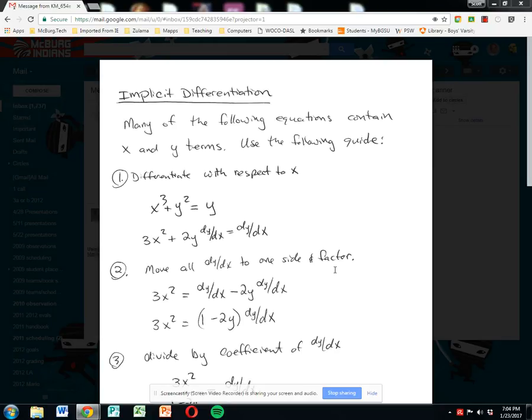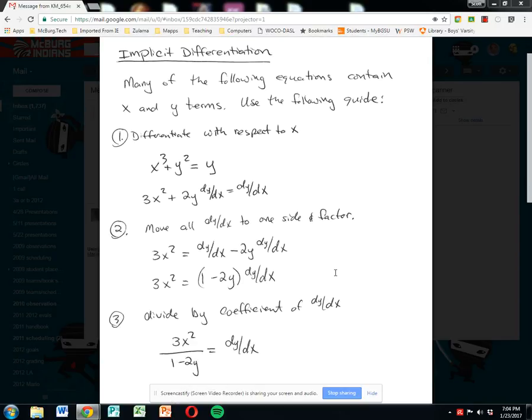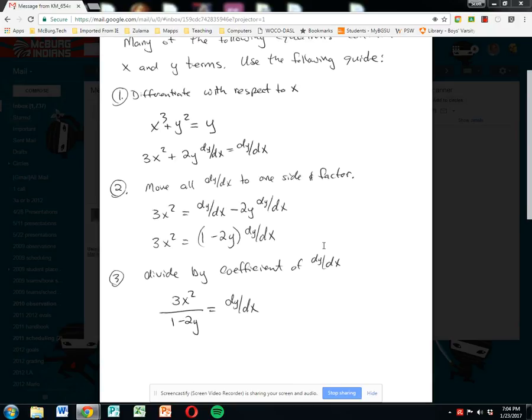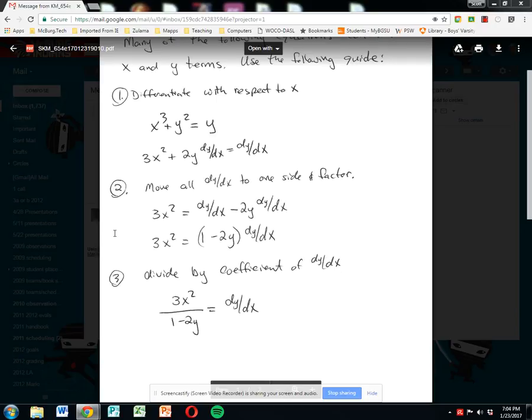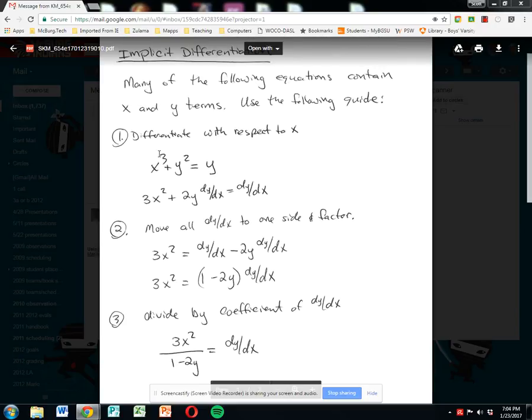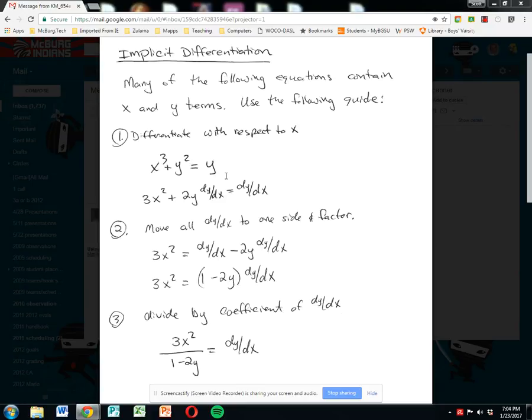something other than a simple y equals. In the case of the first one, x cubed plus y squared equals y, literally has y on both sides of the equation. So what do we do with it? The steps, these 3 steps, are basically the same anytime we try to attack implicit differentiation.